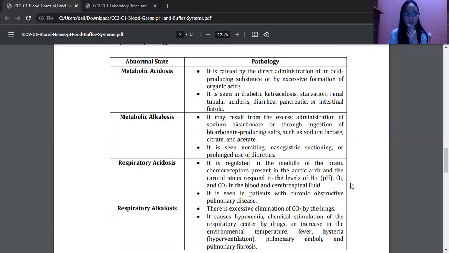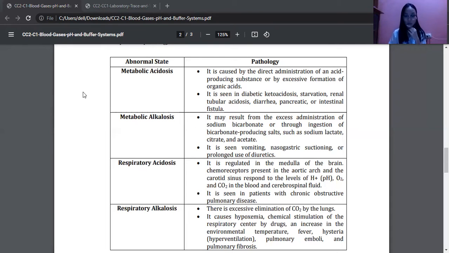The next is metabolic alkalosis, which may result from the excess administration of sodium bicarbonate or through ingestion of bicarbonate-producing salts such as sodium lactate, citrate, and acetate, which is seen in vomiting, nasogastric suctioning, or prolonged use of diuretics. So the difference between metabolic acidosis and alkalosis is that in metabolic acidosis, there is a loss of bicarbonate, while in metabolic alkalosis, there is an excess of bicarbonate.